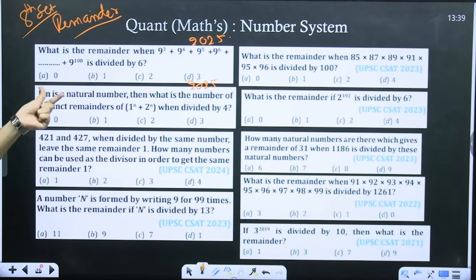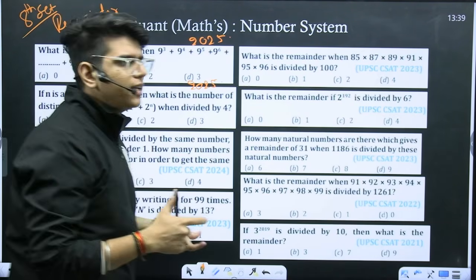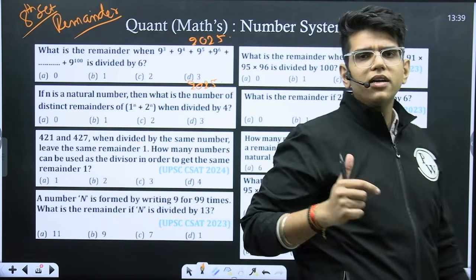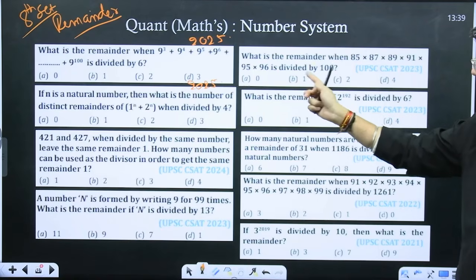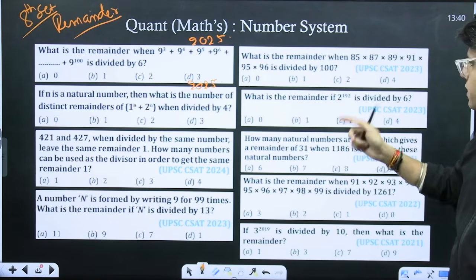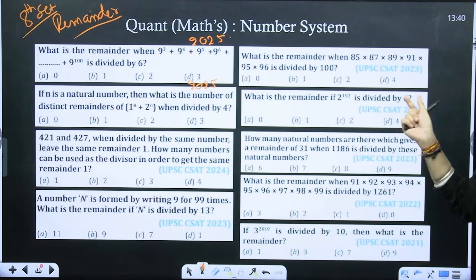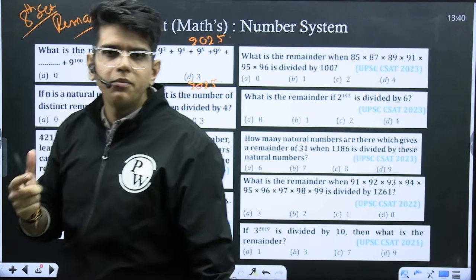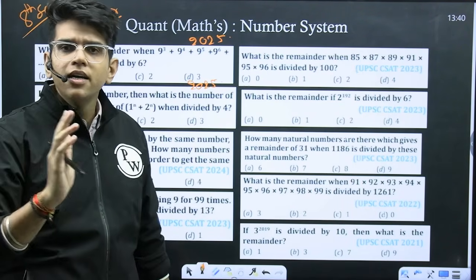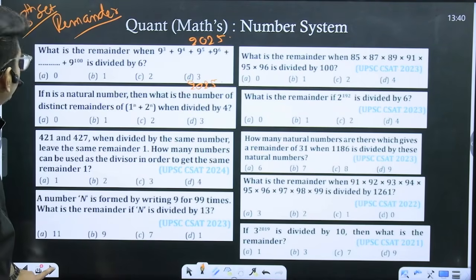In each of the questions, what you need to do is just find the remainder when a multiple is divided by a given number. When 85, 87, 89, 91 is divided by 100. Similarly, when 2 to the power 192 is divided by 6. So if you know the logic to find the remainder, you will be able to solve all these questions. Let's move to the next set.